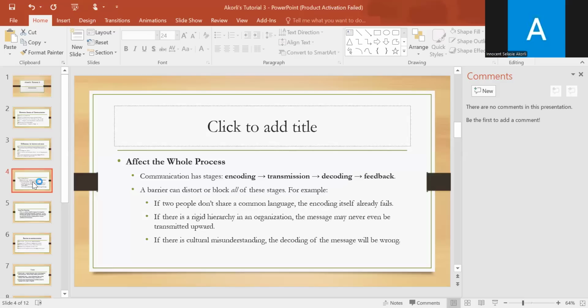If there is a cultural misunderstanding, the decoding of the message will be wrong. Two people or speakers have cultural differences. If you say this, it could mean that. In our culture we don't do this, we don't say this. This one must take place before this one can take place. Cultural barrier. It's not just noise, it's a barrier.